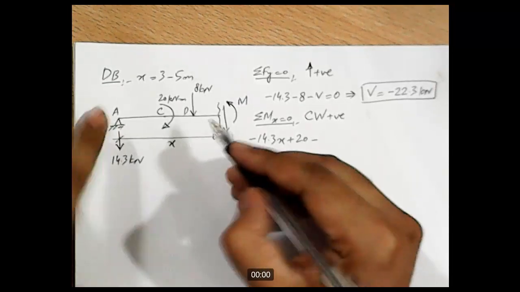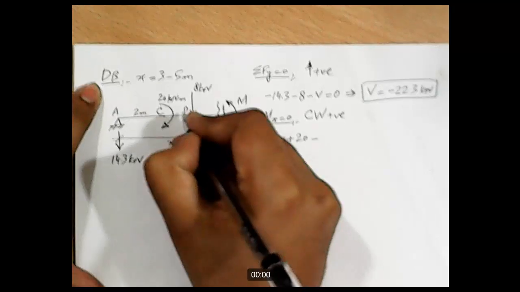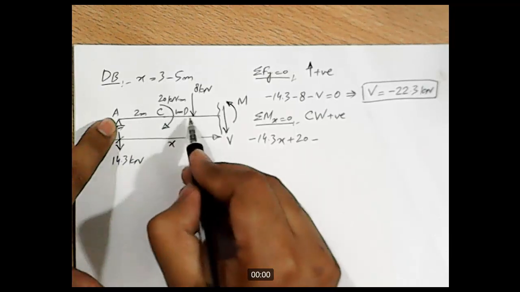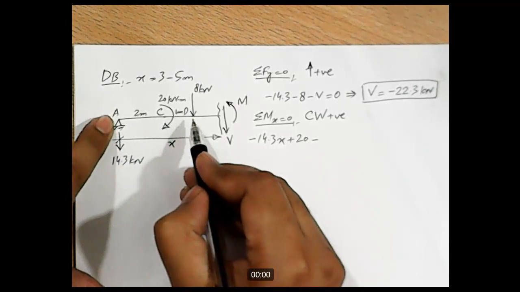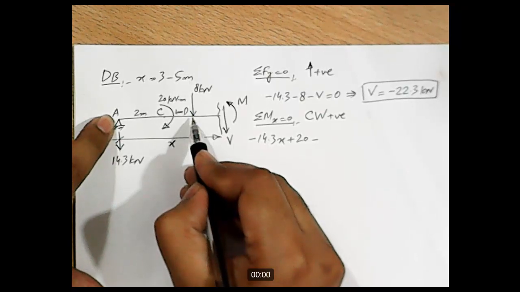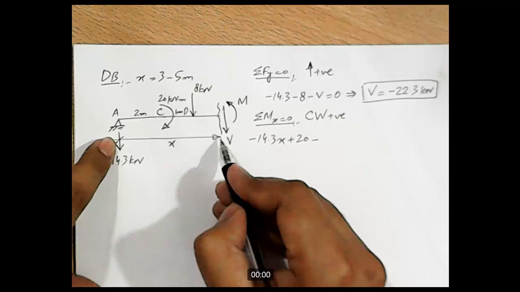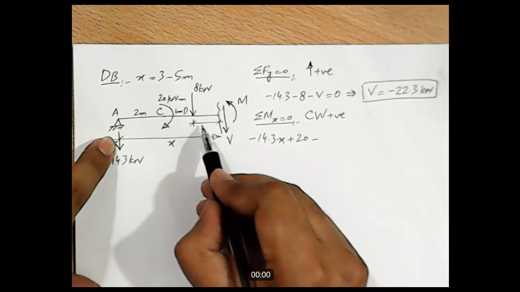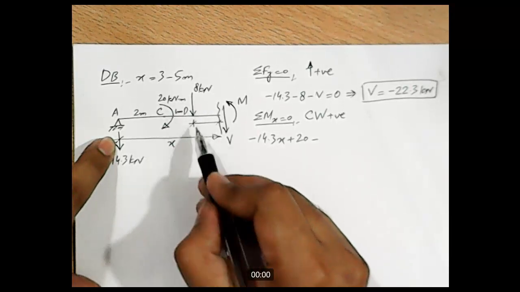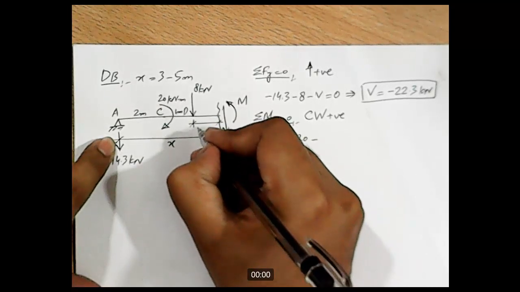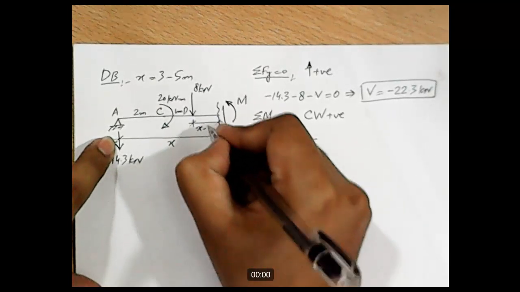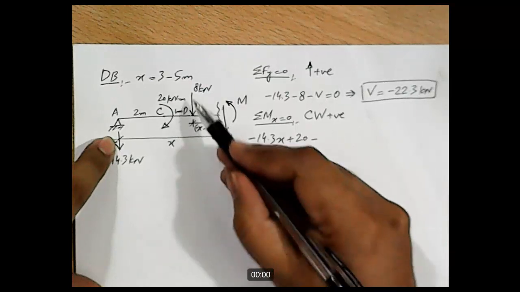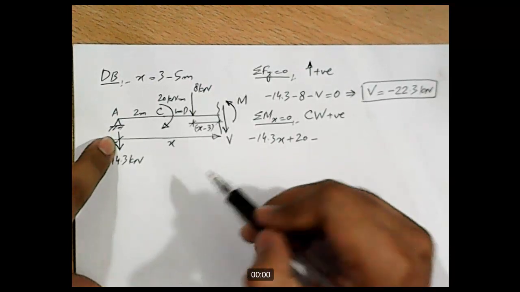How much is the lever arm for this force? This distance is 2 meters, this distance is 1 meter. So from A to C it's 2 meters, and from C to D is 1 meter. It means that the distance between A to D is 3 meters, and distance between A to the section is x. So how much will be this distance? Because we want the perpendicular distance between this 8 kilonewton load and the section, and this should be equal to x minus 3, right? We are calculating moment about the section, so we need perpendicular distance between 8 kilonewton and the section, and it is x minus 3.